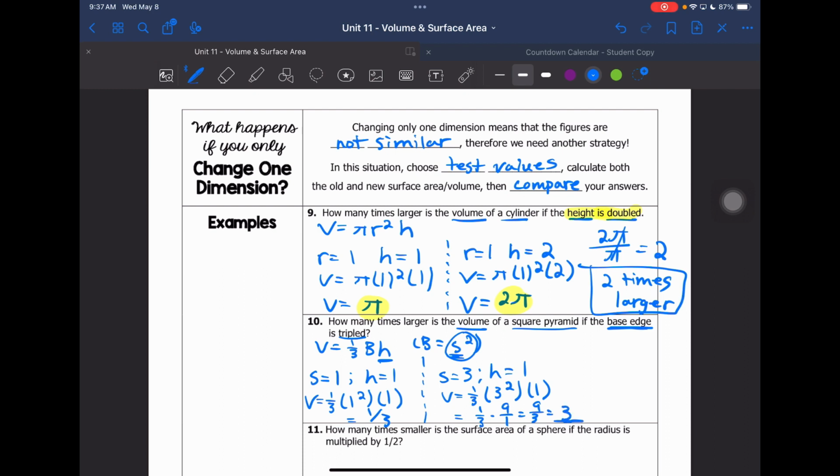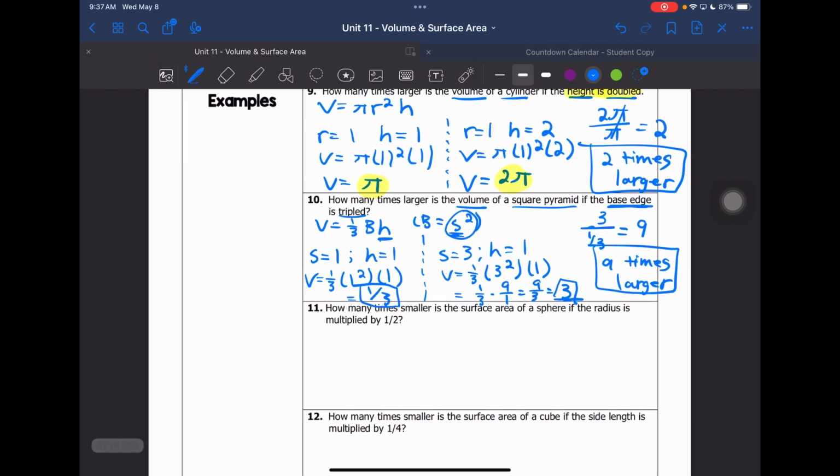So our new figure has a volume of 3, and we want to know how many times larger that is from the original one. So you take 3 divided by 1/3, and you can just type that in the calculator. That would be 9. So the new volume is 9 times larger after tripling the base edge.